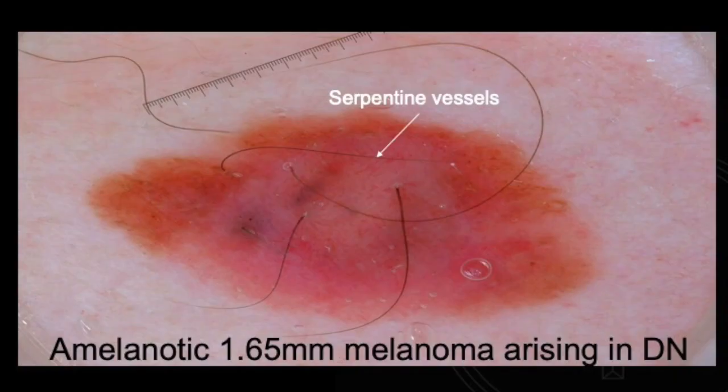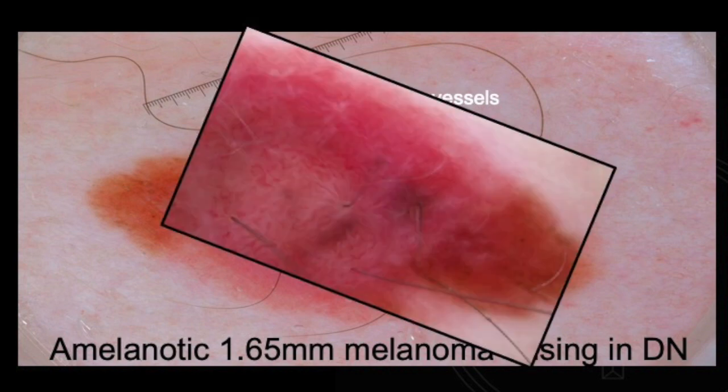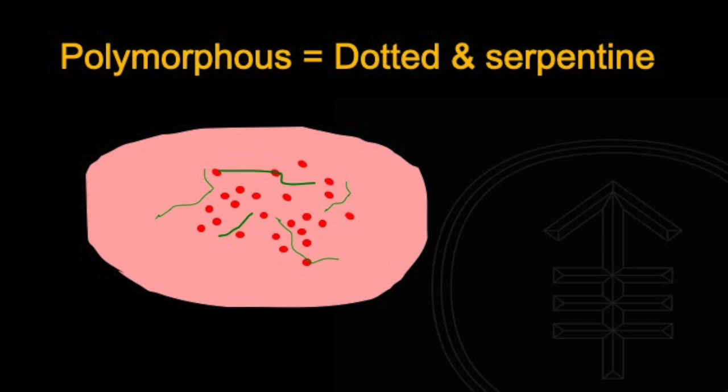Serpentine vessels, this is a melanoma arising in a dysplastic nevus. And so here, all the serpentine vessels. Notice when I talked about the myth of the hair, it is only to differentiate intradermal nevus from basal cell. It was never intended to differentiate a melanoma from a nevus. This is a thick melanoma with hair. It means nothing, okay? So this is an amelanotic 1.65 millimeter melanoma arising in a dysplastic nevus, and here are all the serpentine vessels that you can see under non-contact polarized light. And then you have the combination of the dotted and serpentine vessels.